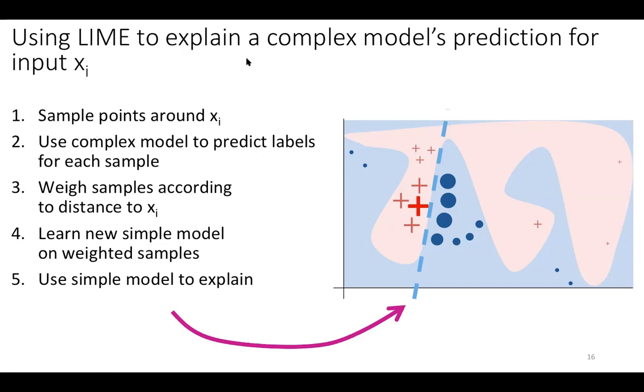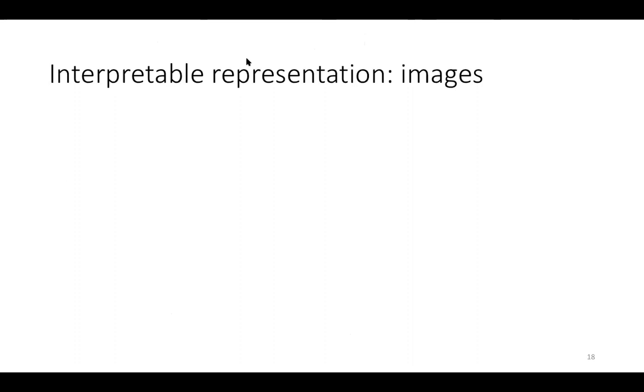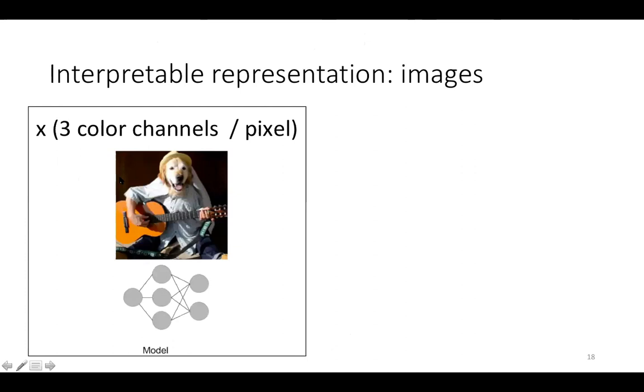So using this very simple model, the authors ran an interesting experiment. Let's see what they do. Let's say they have an input image like this, and there is a complex model which tries to predict what is there in the image. There are three color channels per pixel, that is the input. That is how you have the input to the model.